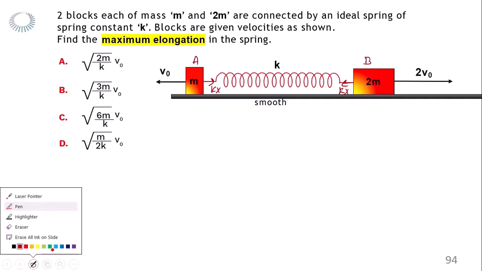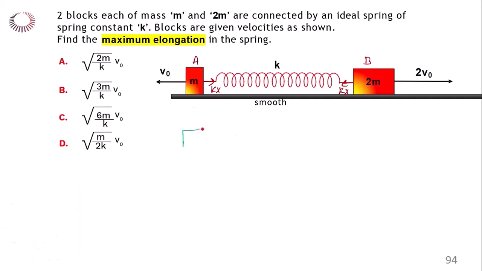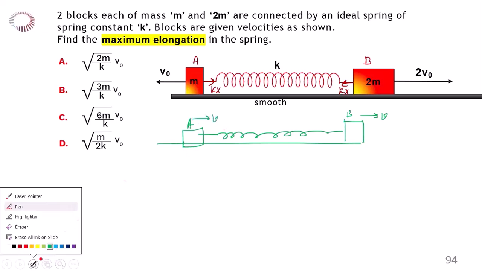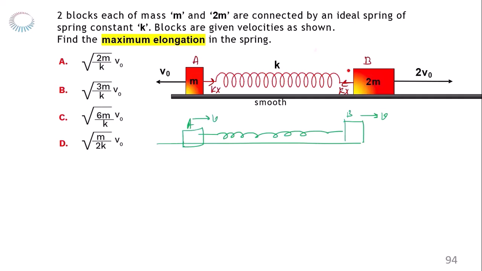So at the final situation, let us say this is the A block and this is connected with the B block. Both A and B should move with the same speed, let us say V. Now we can write the initial momentum. What is the initial momentum? 2m is moving towards right, so that is 4mv₀, and another m is moving towards left, so minus mv₀. That is 3mv₀. So 3mv₀ is the initial momentum.